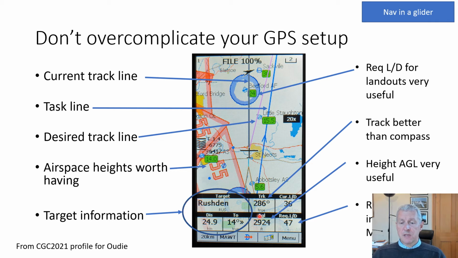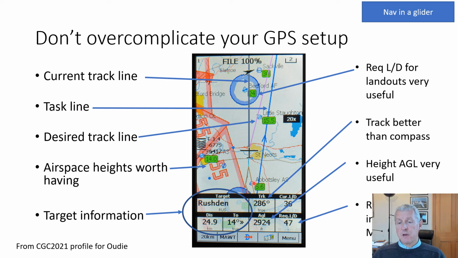Down here, in terms of these nav boxes, I've got what the target is, in this case Rushden, how far away it is, and how much I've got to turn. So I've got to turn 14 degrees right to get to Rushden. I have my current track, 286 degrees. I've got my height above ground, really useful cross country because it's much better than trying to estimate that by eye if you need to land out. And I've got my required lift drag for the target.